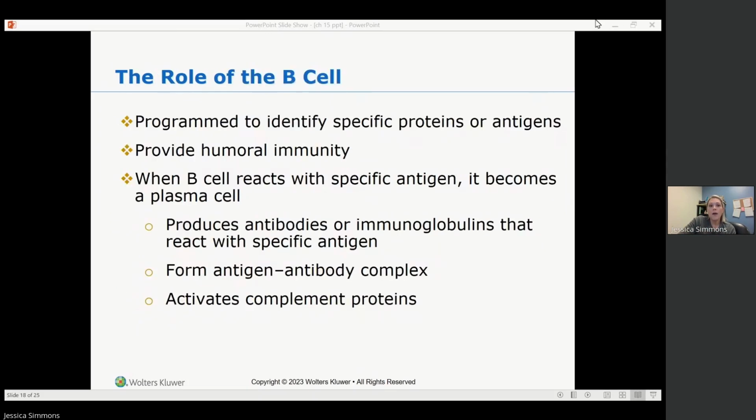So the role of the B cell, it is programmed to identify specific proteins or antigens, and provide humoral immunity. When B cells react with specific antigens, it becomes a plasma cell. So it produces antibodies or immunoglobulins that react with specific antigens. They form an antigen-antibody complex, which activates the complement proteins.